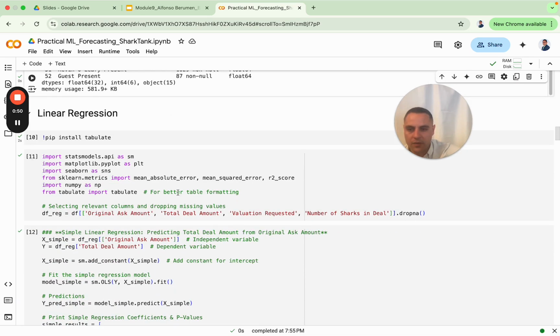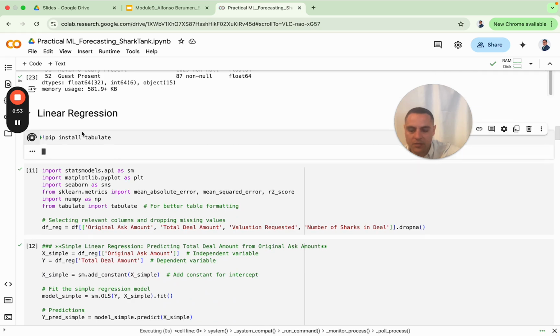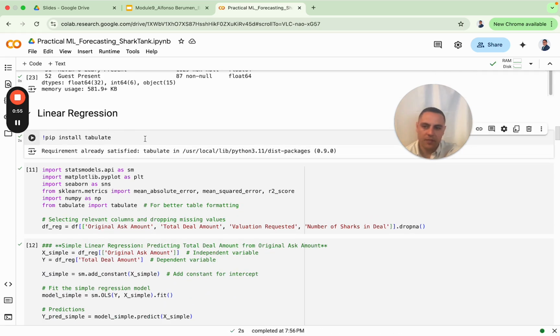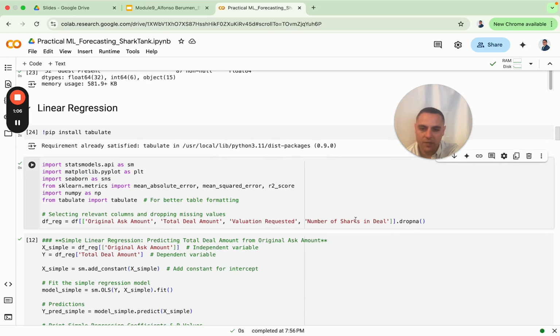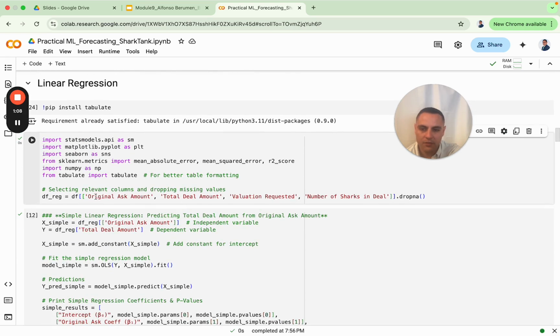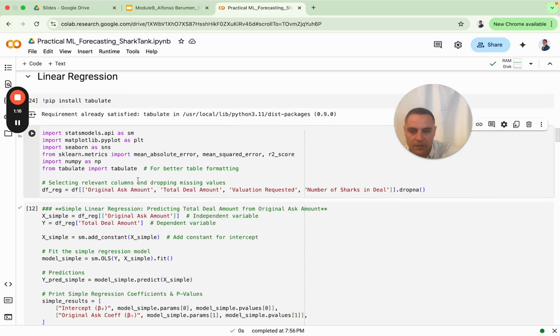So we're going to start with linear regressions. This extra package, Tabulate, is just going to help me summarize the regression results in a prettier table. And then I'm going to limit the data to just a certain subset of fields and then use those: original ask amount, total deal amount, valuation requested, and number of sharks in deal. That's my subset of data.